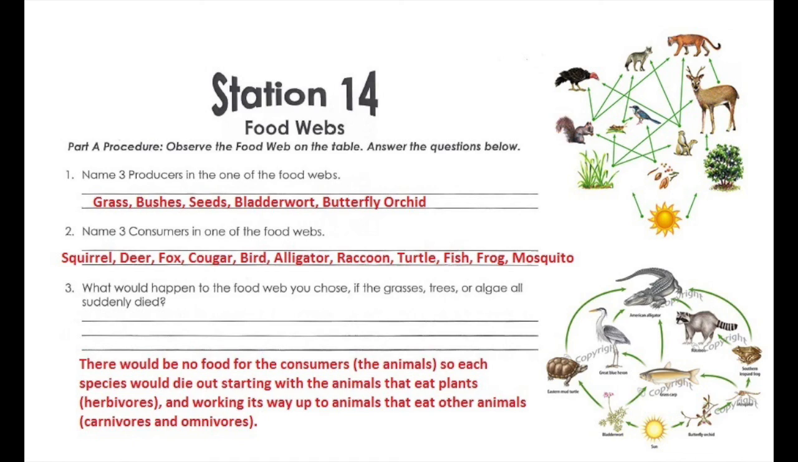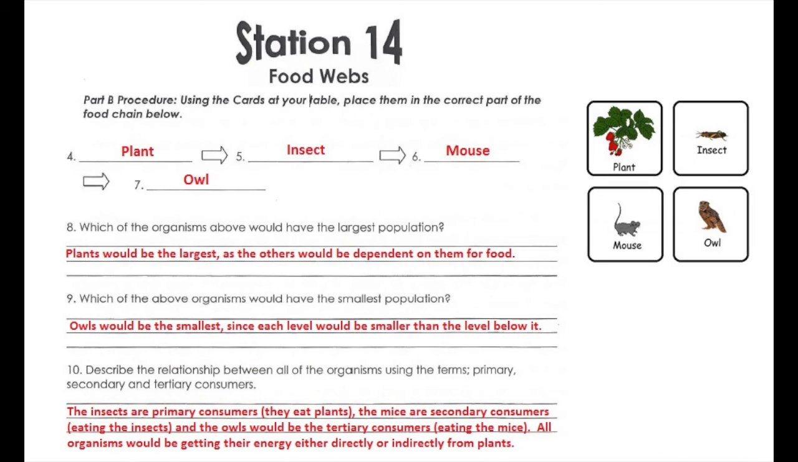Three producers from the food web, and those are the food webs that were at your table. You had grass, bushes, seeds. On the aquatic one, it was bladderwort and butterfly orchids, so any of those answers will work. The consumers would be the squirrel, the deer, the fox, the cougar, the bird, the alligator, the raccoon, the turtle, the fish, the frog, or the mosquito. They're all consumers.